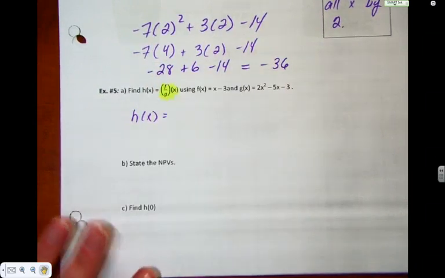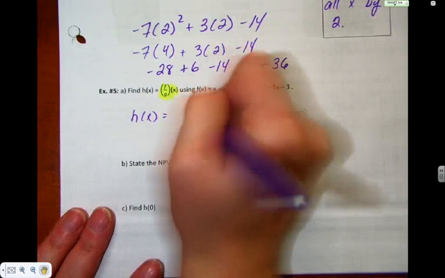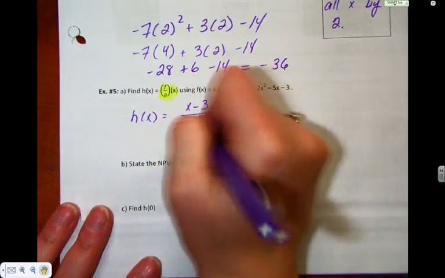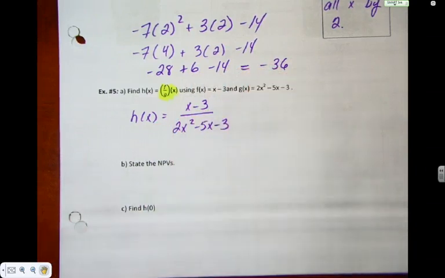Again, just watch the order. They want f on the top, and they want g on the bottom. Can we simplify? Okay, how would you like to simplify? Okay, what would you like to do with the bottom?